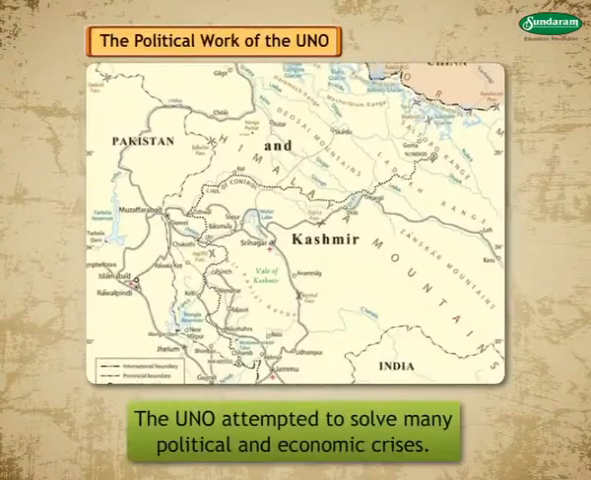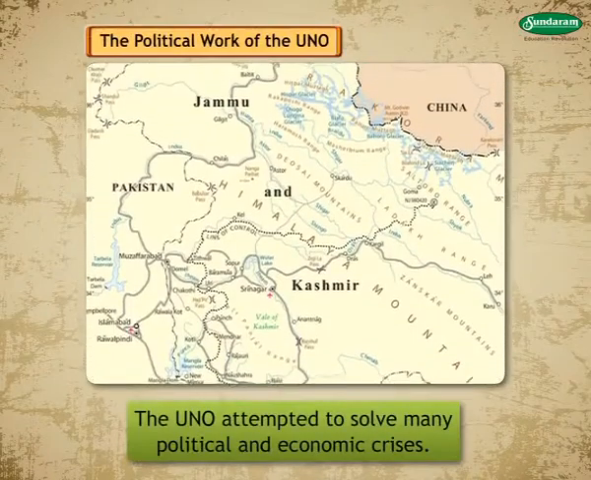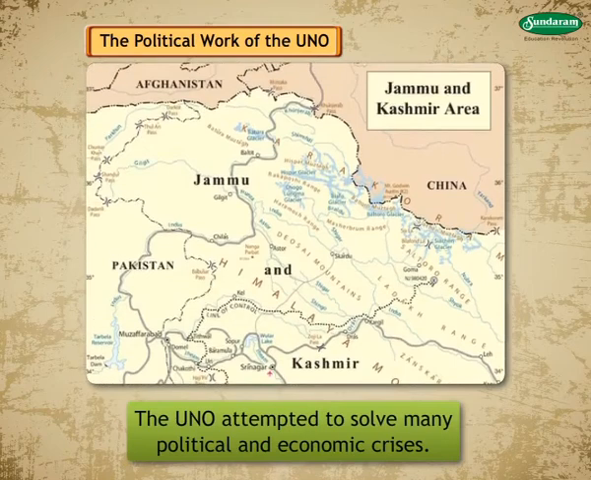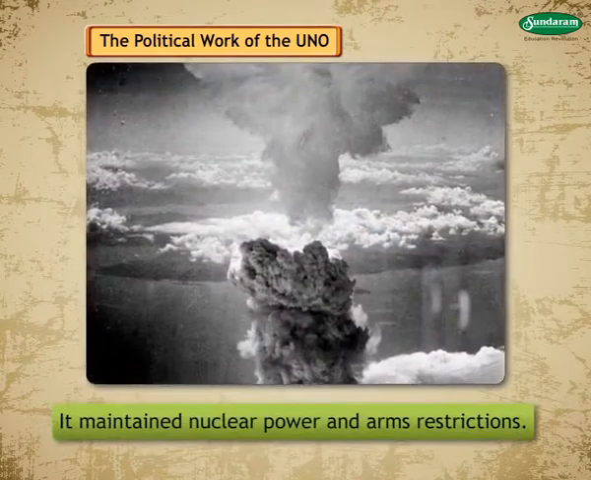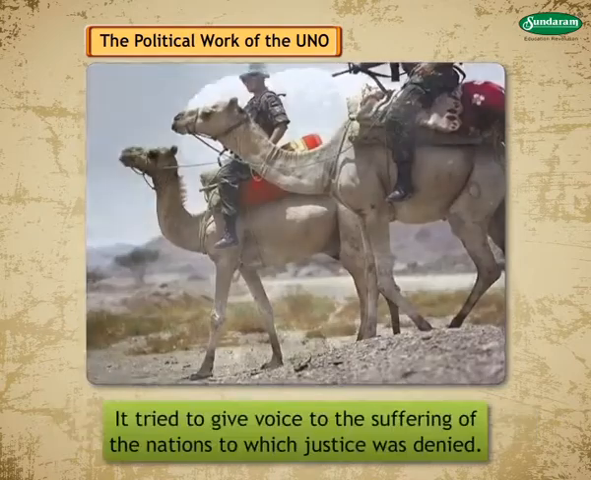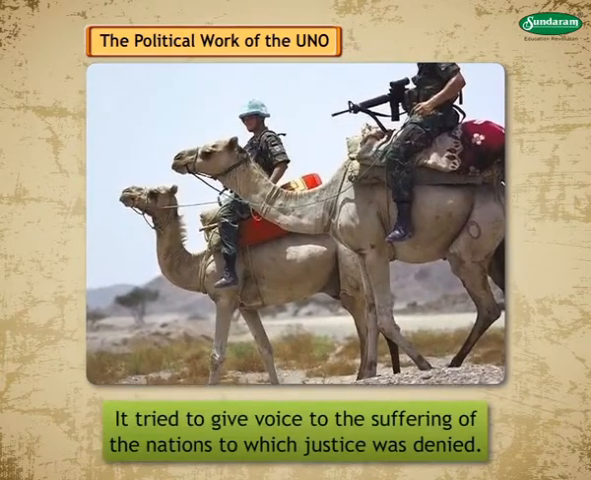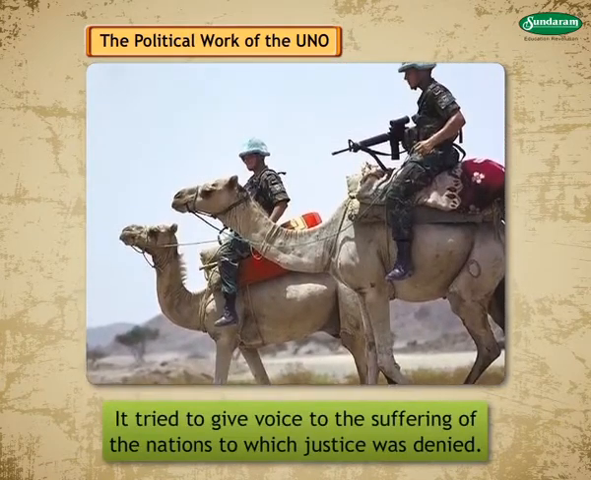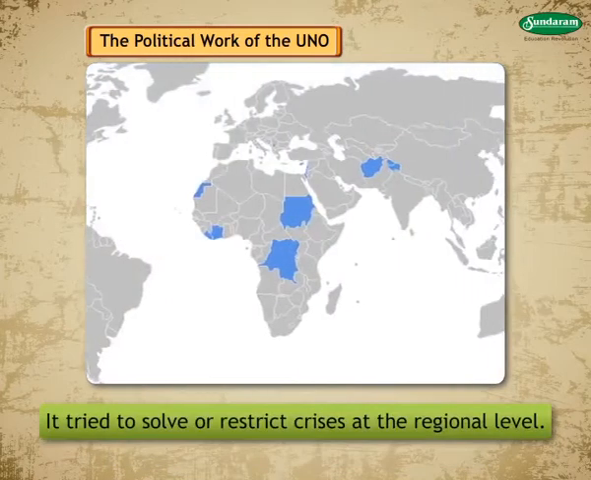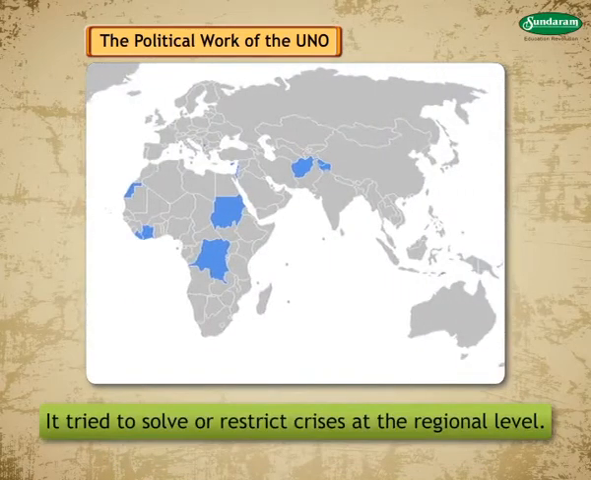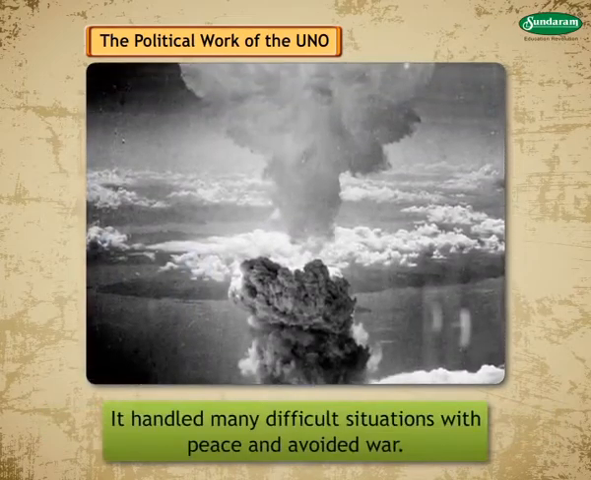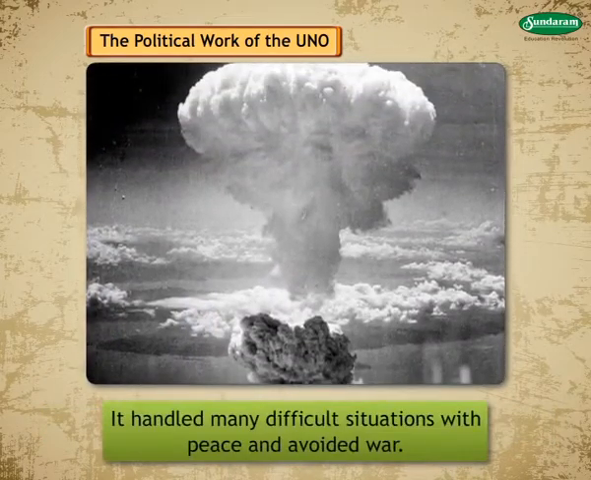The political work of the UNO. The UNO attempted to solve many political and economic crises, such as the Berlin and Kashmir issues. It maintained nuclear power and arms restrictions. It tried to give voice to the suffering of the nations to which justice was denied. It tried to solve or restrict crises at the regional level. It handled many difficult situations with peace and avoided war.